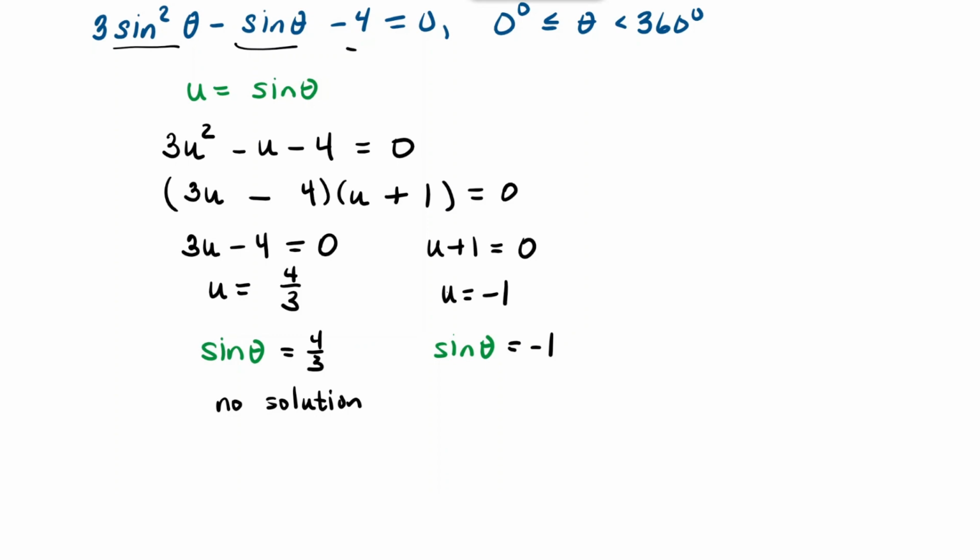In the second equation, though, sine of theta equals negative 1. From the unit circle, that comes from an angle of 270 degrees. Sine of 270 is equal to negative 1. That's one of the quadrantal angles. So therefore, 270 degrees is the only solution on the interval 0 to 360, not including 360.